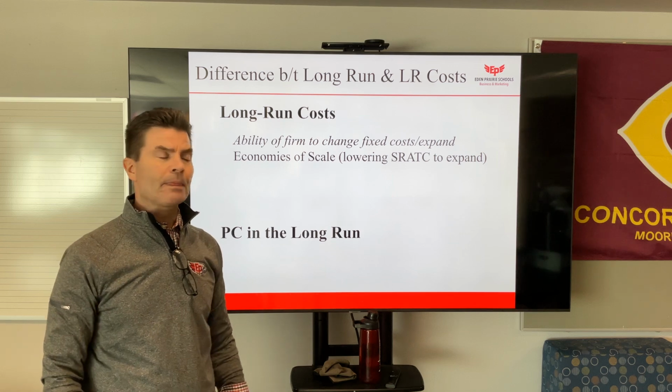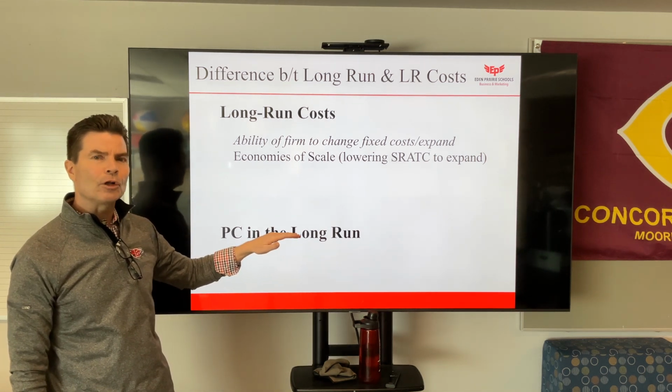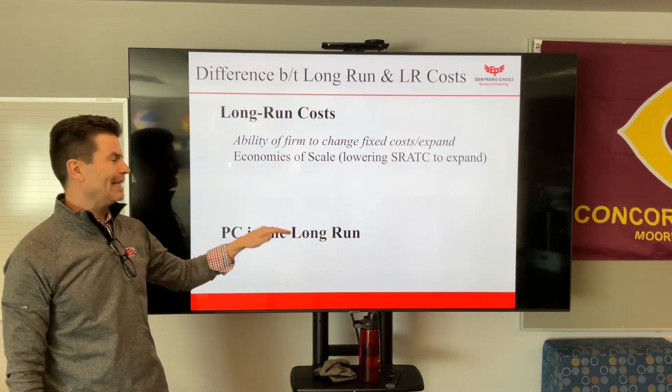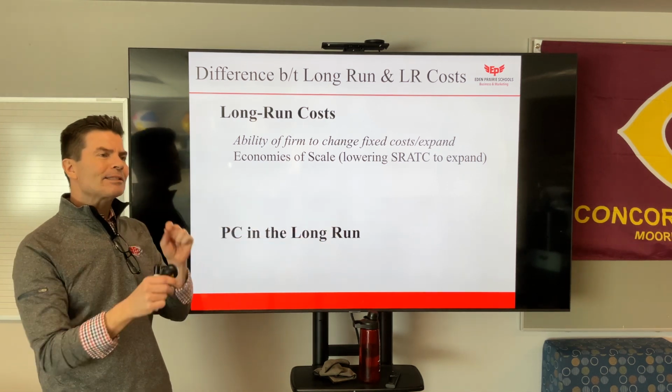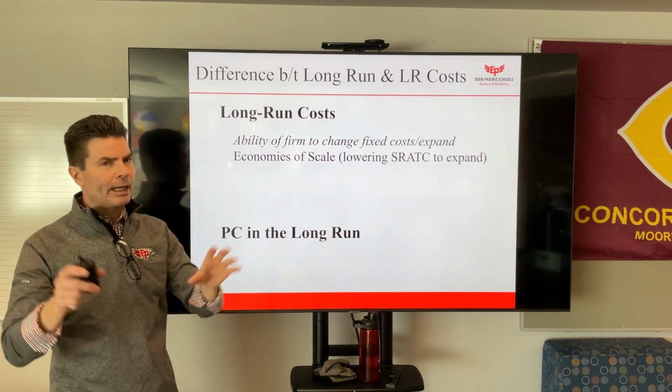Now, the difference is in perfect competition, and also in chapter 14 for monopoly, 15, and also 16, we are going to focus more on perfect competition in the long run, or monopoly in the long run, oligopoly in the long run. And that's different than long-run costs. So you need to separate the difference between these.